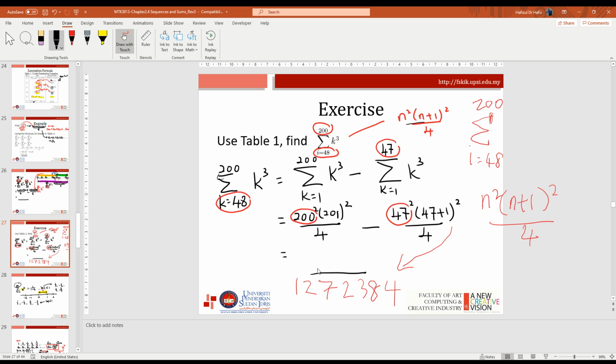Okay, and then the total will be 121 million 272,334.